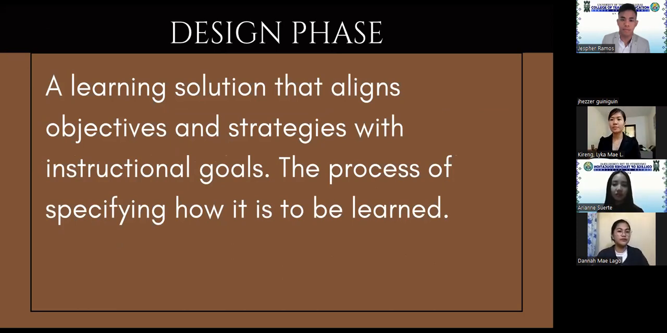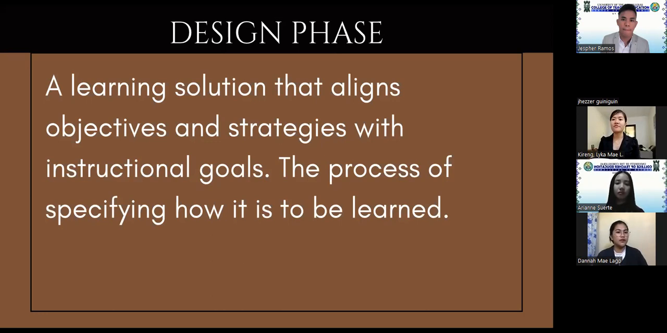Okay, thank you. Going on to the second phase of the ADDIE model, which is the design phase. It says here, a learning solution that aligns objectives and strategies with instructional goals. The process of specifying how it is to be learned. So basically, in the design phase, the question that you should always remember is, how are you going to deliver the course for them to learn and apply?